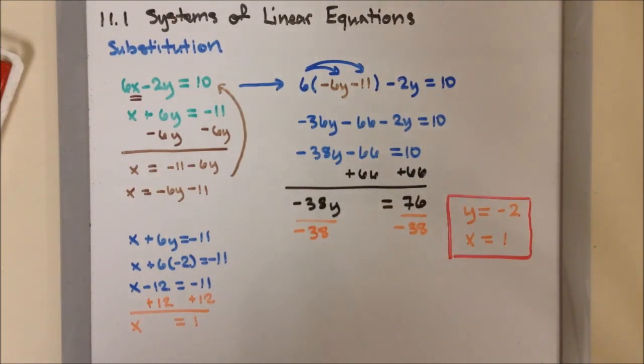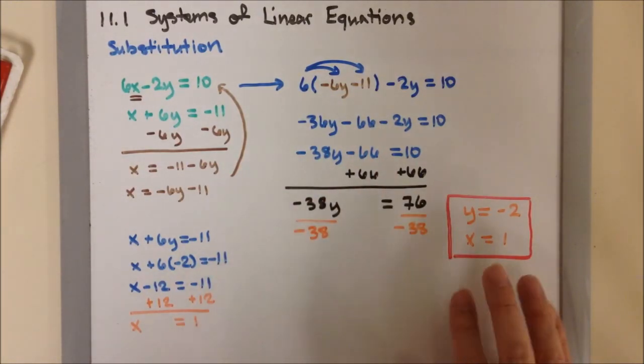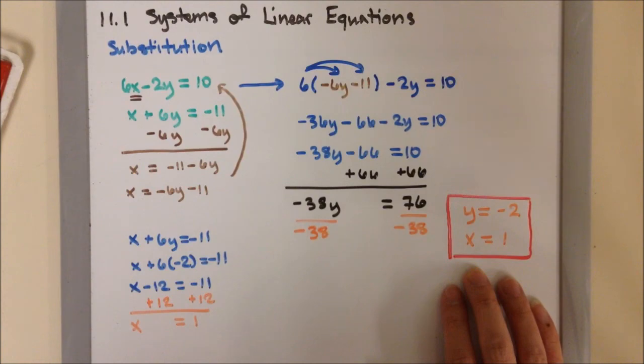So it's going to be the same process: when you get the variable by itself, do substitution. And again, make sure you solve for x and y. You should have two answers.